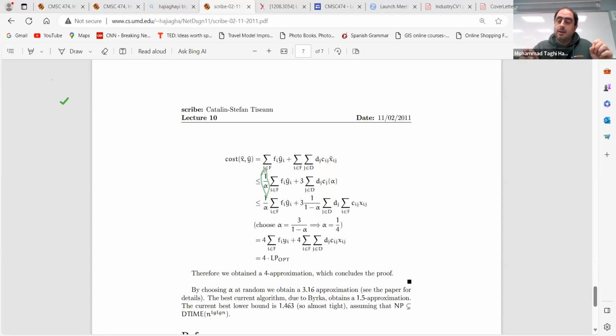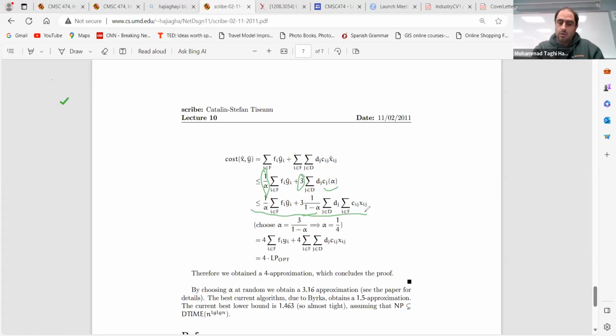In the first one, the connection cost didn't go up, but in the second one, the facility cost didn't go up, but the connection cost went up by a factor 3. So here, we just replace Cj alpha with the corresponding thing that we had, which was 1 over 1 minus alpha. This is from the equation that we computed before. And so this would be the final thing.